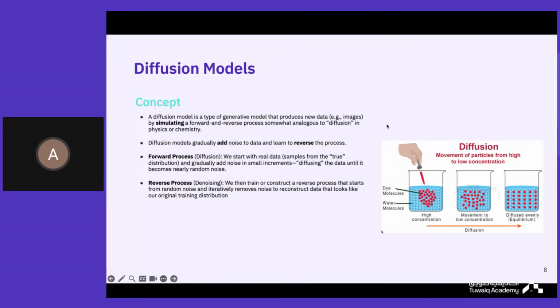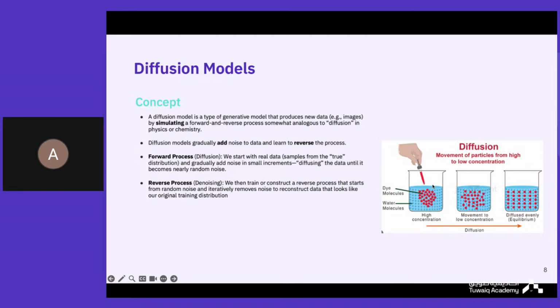If you look at the image here, we have a beaker that contains water molecules, and then we add a few drops of dye. And if you ever try this experiment by yourself, you will find that over a certain period of time, the dye actually spreads evenly and it reaches a state of equilibrium. So we say that the dye molecules actually diffused throughout the whole fluid, in this case water, evenly. And this is the diffusion process.